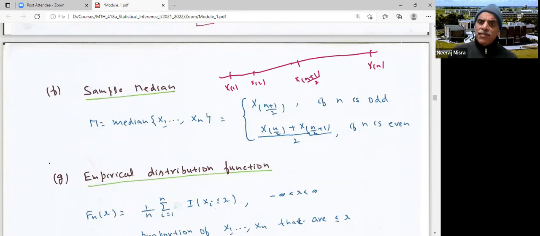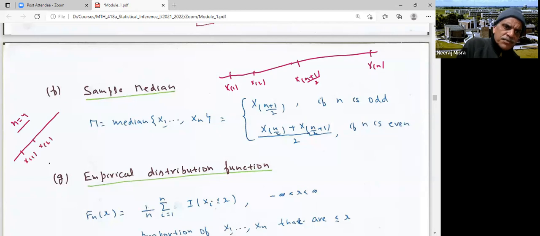But when n is even, n by 2 would be an integer, but (n+1)/2 will not be an integer. So here you'll get two middlemost observations, x_(n/2) and x_(n/2+1). For example, let's look at what happens when n is equal to 4. You have x1, x2, x3, and x4. So the middlemost observations are x2 and x3. I take their average as the sample median.